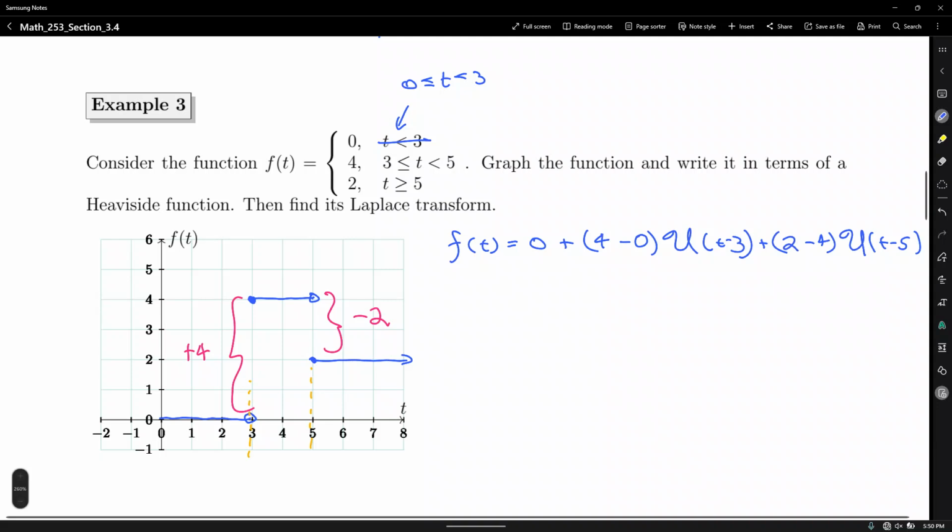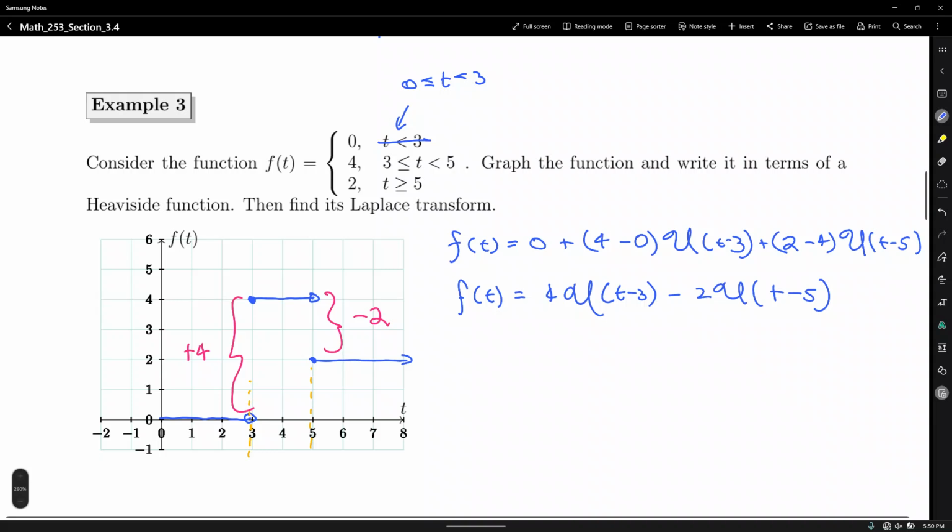Now, okay, let's clean this up. You don't need a 0, so that's a 4. Oh, wait. f(t) equals what is that? 4u(t-3) minus 2 times u(t-5), right? Are you guys following me with this?